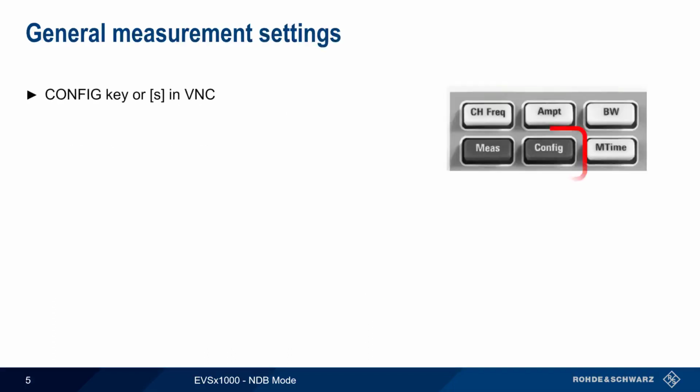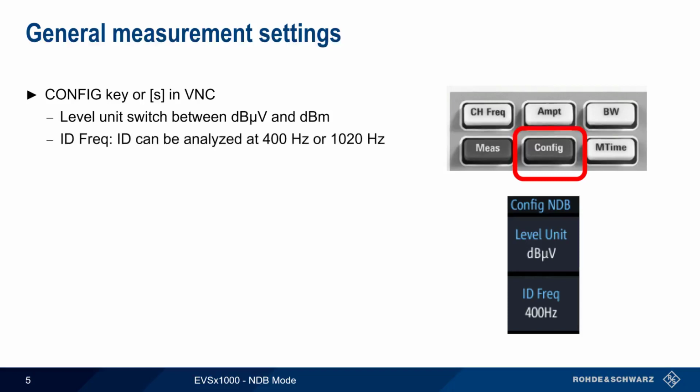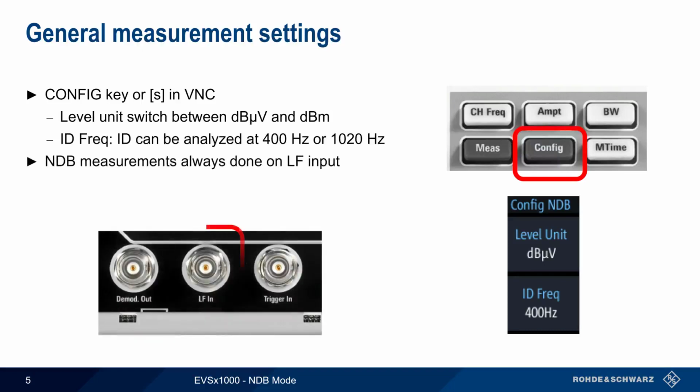Pressing the Config hard key or using S in VNC mode allows the configuration of two important parameters for NDB analysis. The first is a level unit, which can be toggled between dB microvolts and dBm. The second is the ID frequency, which can be set to either 400 Hz or 1020 Hz. This must match the frequency used by the measured NDB. And as mentioned earlier, please keep in mind that NDB measurements are performed via the LF-in connector. This is different from most of the other measurement modes on the EVS.